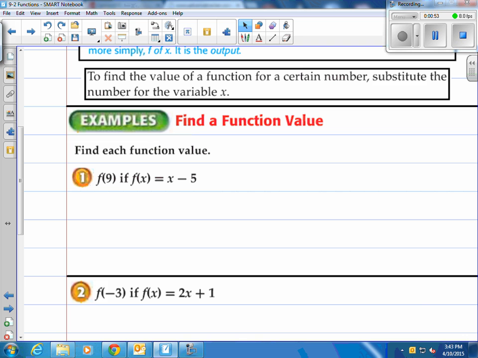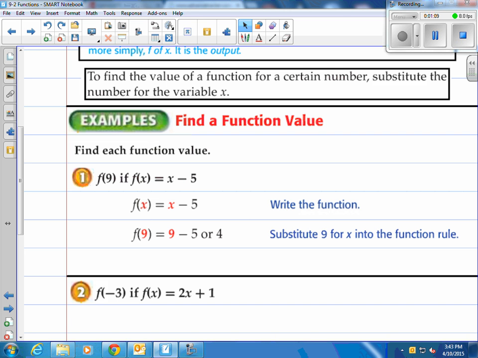So what do we do here? It says find each function value. So f of 9, if f of x is equal to x minus 5, it's kind of like a machine. We're going to take this 9 and plug it in for the x value in the function. So literally take the 9, put it in for x, and then just do the math on the right side there, 9 minus 5, which is 4. So f of 9, with 9 being put into this machine, generates a 4. So f of 9 is equal to 4. Again, it's an input-output thing. You put in 9, you got out 4.